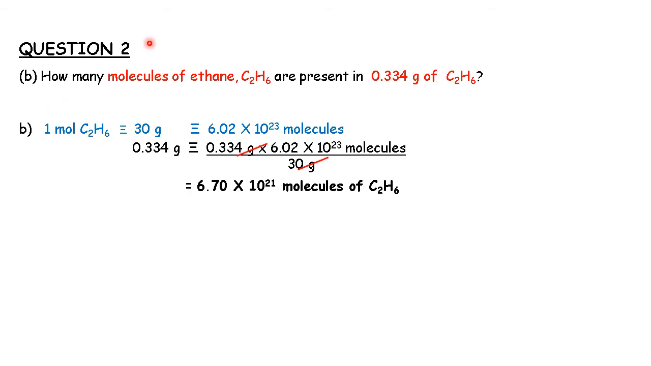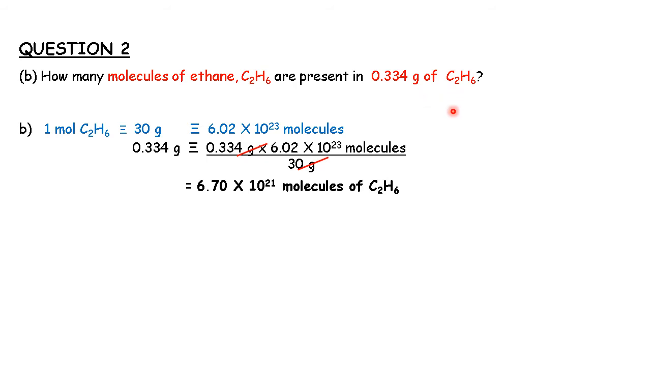Now let's look at question 2. How many molecules of ethane are present in 0.334 gram of ethane? First of all, we must understand the question. We need to find molecules of ethane, but the number of mole is not given. The mass is given, meaning that we need to find the mole of ethane in 0.334 gram first. If we want to apply the stoichiometry method, we must know 1 mole of ethane equal to how many grams. So we need to find the molar mass of ethane.